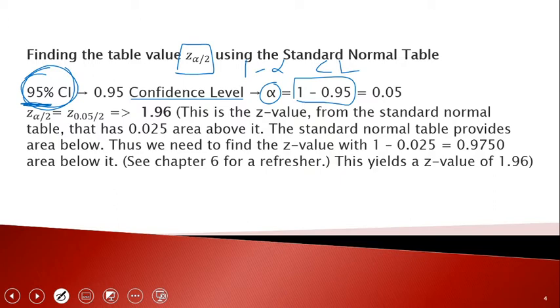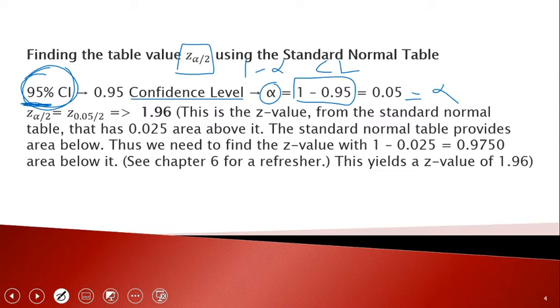This is your confidence level. This is your alpha. So 1 minus confidence level is your alpha. Here alpha is 0.05. Remember, convert the confidence interval to a decimal to get the confidence level. Okay, then you have 0.05. Now you know what alpha is.